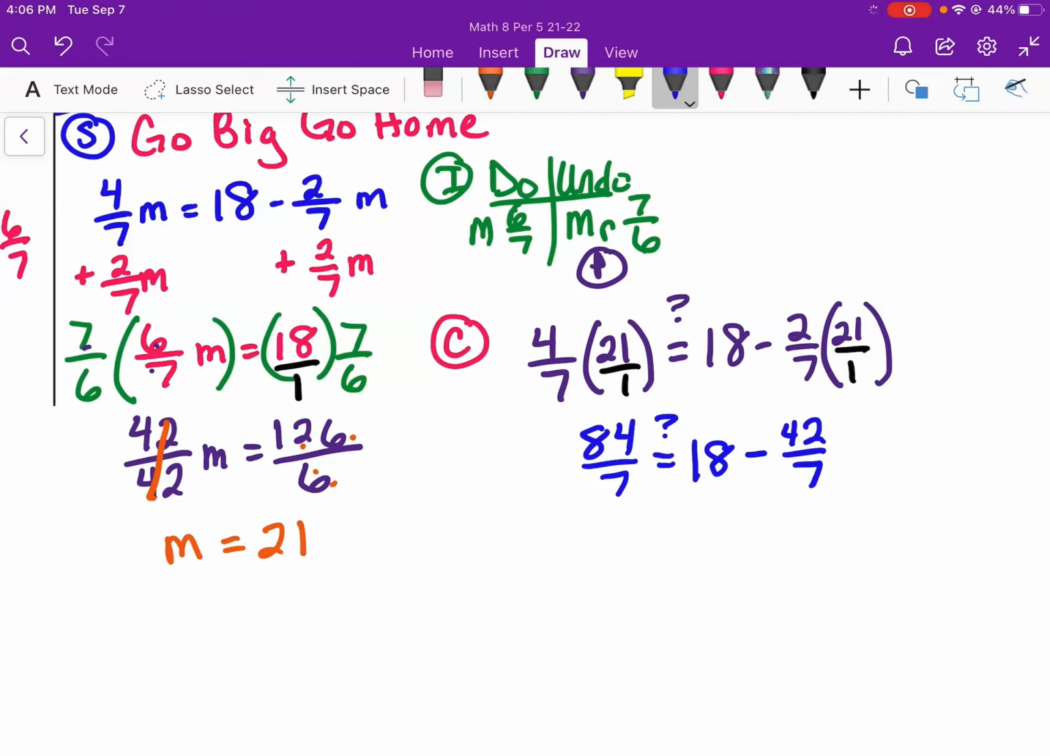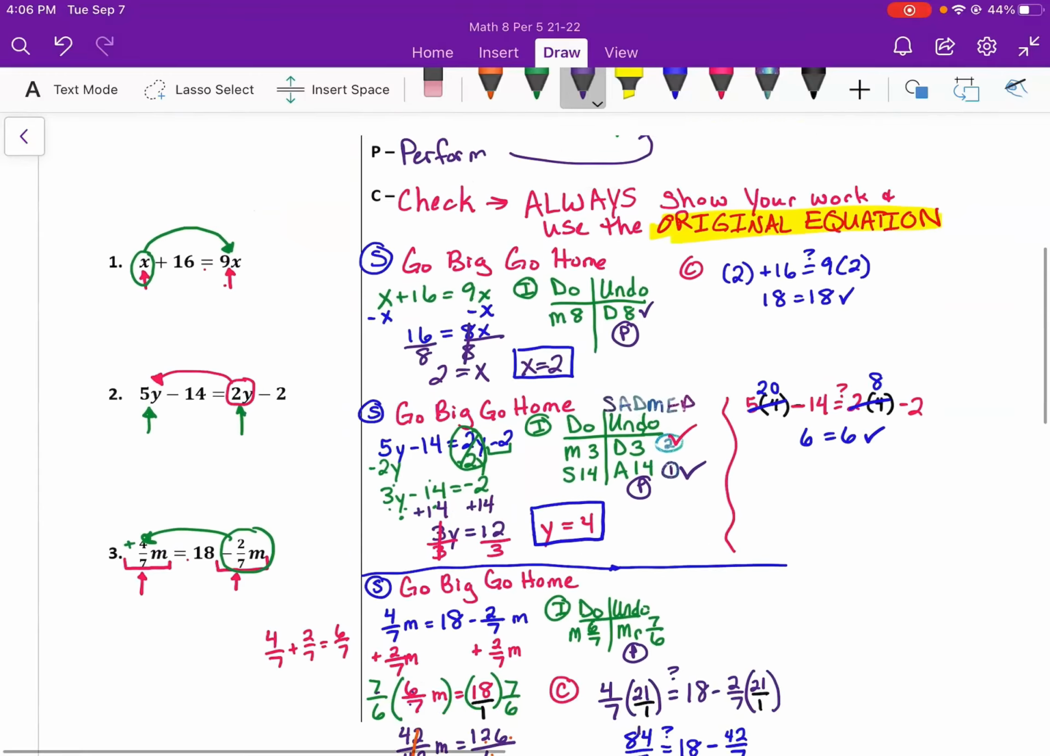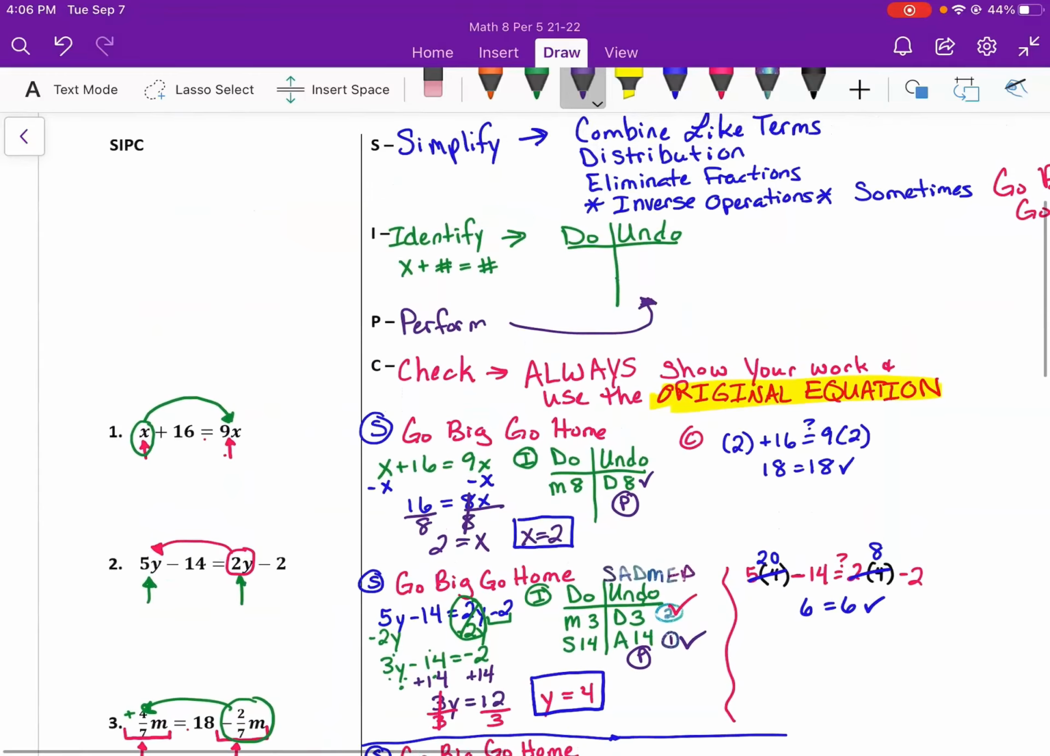7 goes into 8 one time, 1 left over. 7 goes into 14 twice. Then I have 42 divided by 7, which is 6. So I end up with 12 equals 12. Check and box. Okay, so remember, SIPSY: simplify, identify, perform, check.